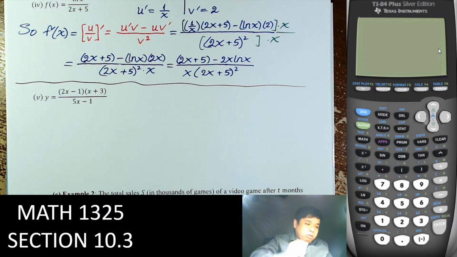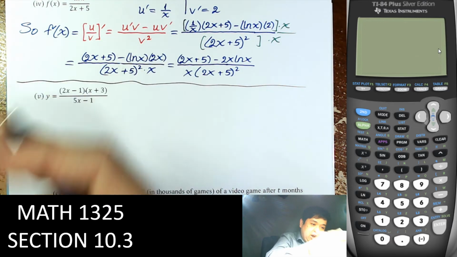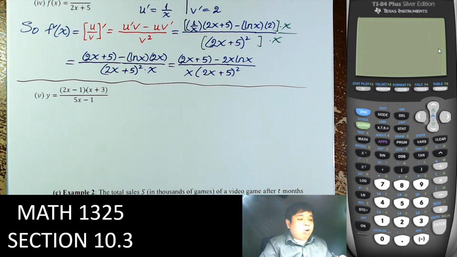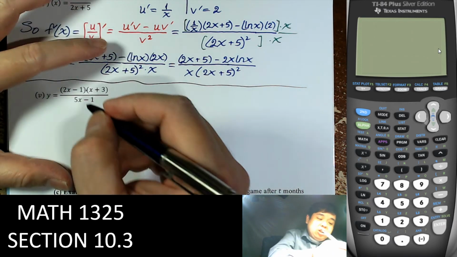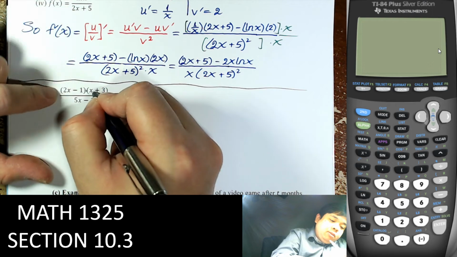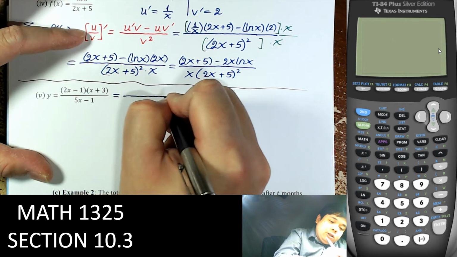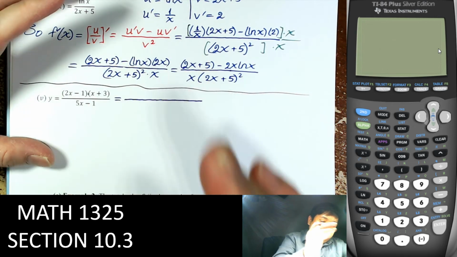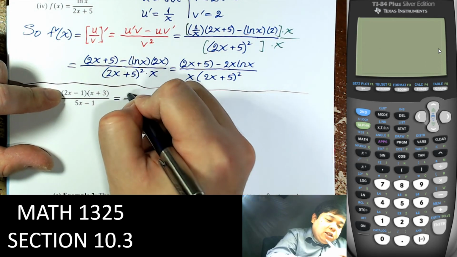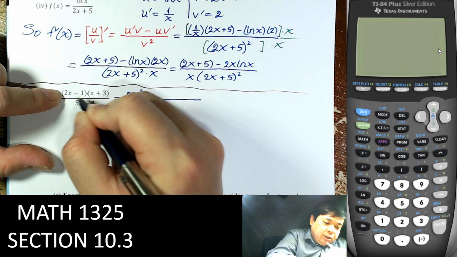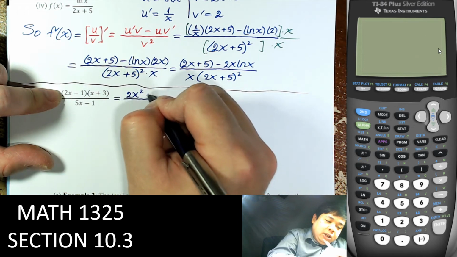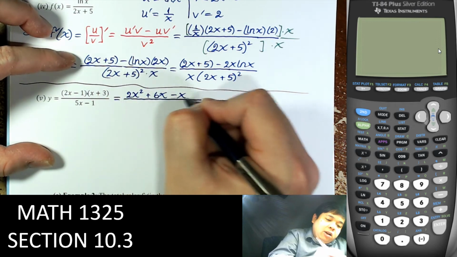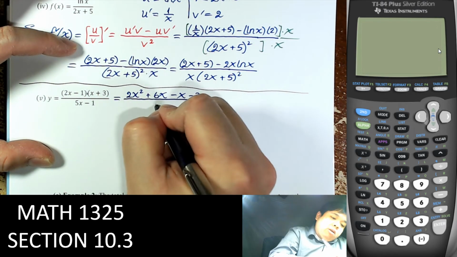Alright, so we have the product on the top, and altogether it is a quotient. So we do need to multiply it out. I just want to simplify so we don't have to use both the product rule and the quotient rule. 2x times x, 2x square, 2x times 3, that's 6x, minus x minus 3. At the bottom, 5x minus 1.